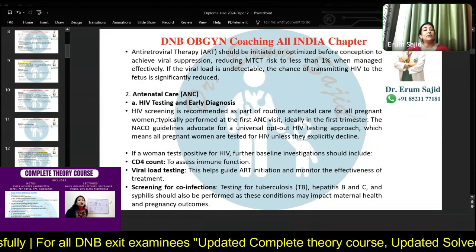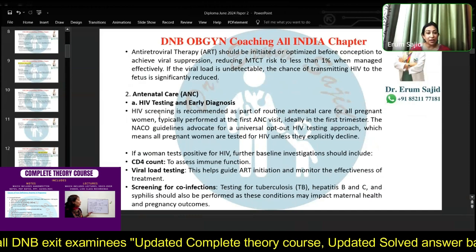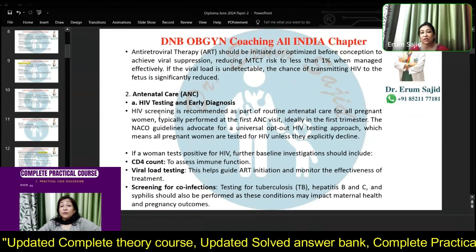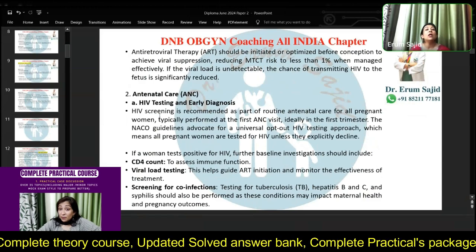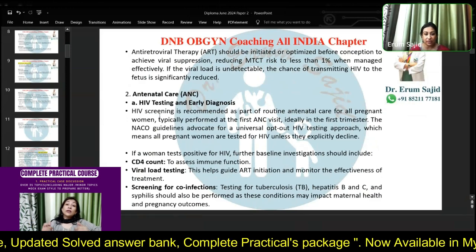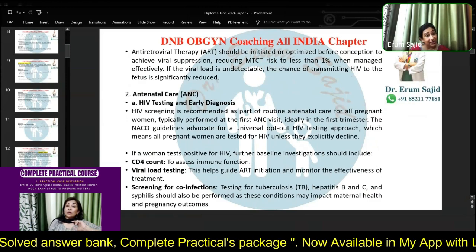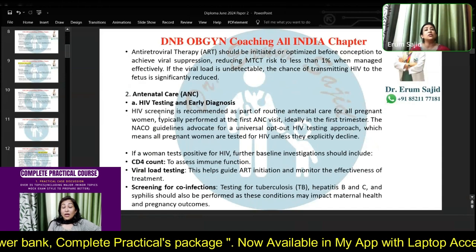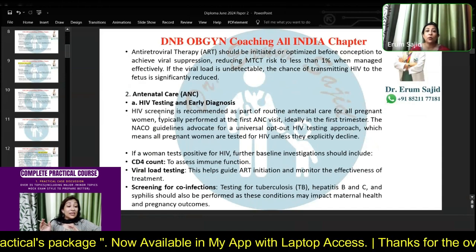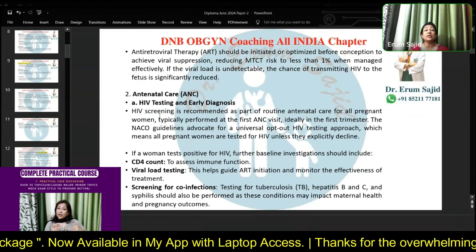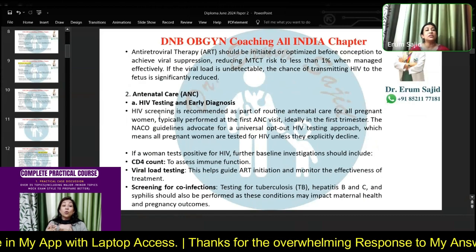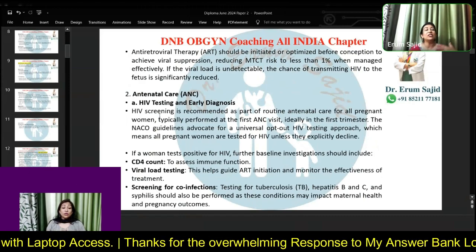So HIV, first of all, antenatal care: you have to talk about HIV screening, which is recommended as part of routine. So you know that she's HIV positive, but you will still go ahead and do the HIV confirmatory test. Not only that, you'll get to know her CD4 cell count and viral load testing. And then you'll have to go in for screening for co-infections also. There are many co-infections along with HIV. What are they? Hepatitis B, usually coexistent. TB, usually coexistent. Hepatitis C, coexistent. Syphilis, all the STDs, they're associated. So amongst the STDs, you have actually many.